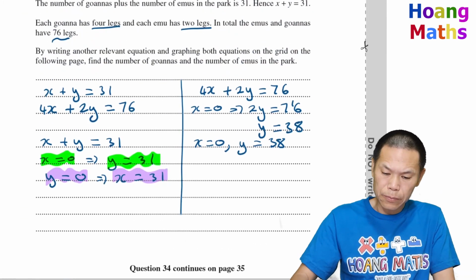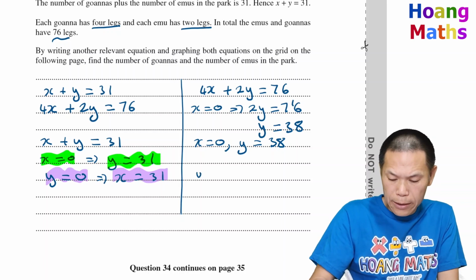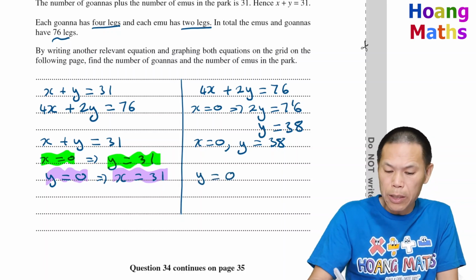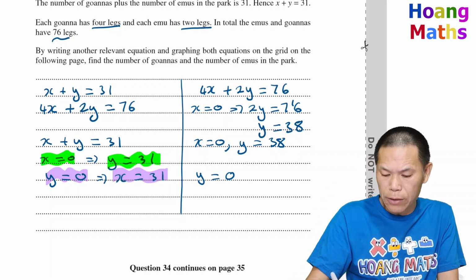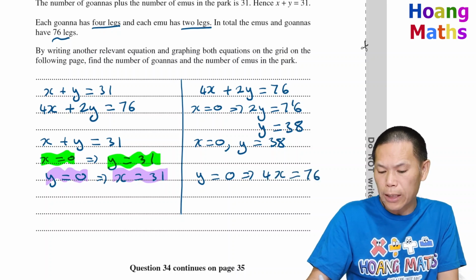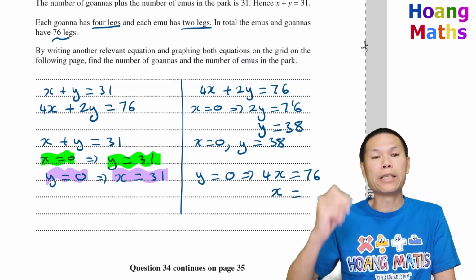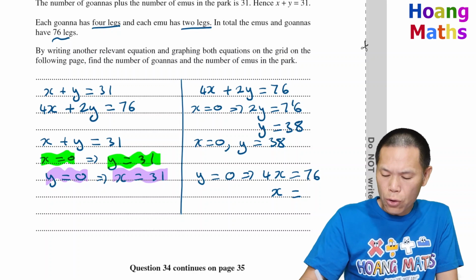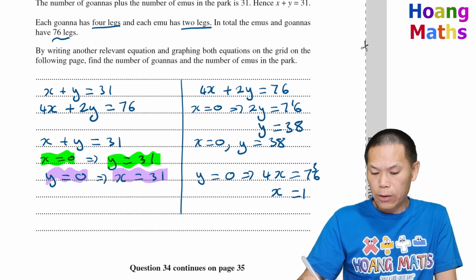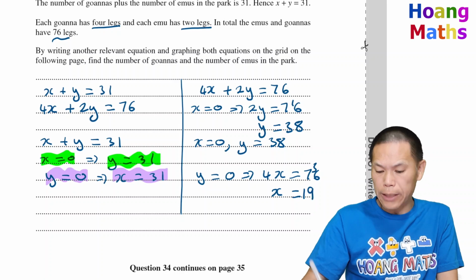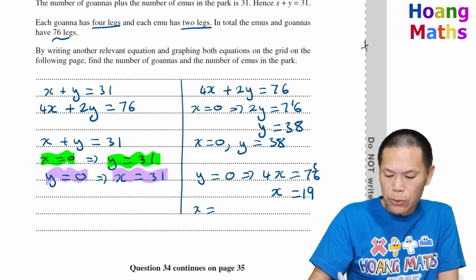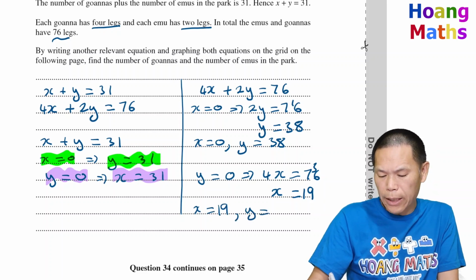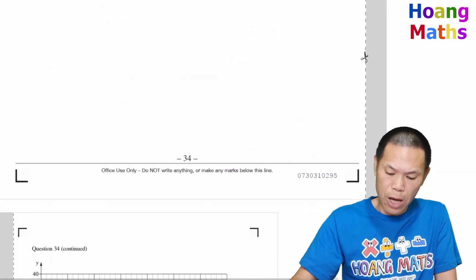And the next one is if y is equal to 0, so 4x plus 2y becomes 4x, which is equal to 76. So 4x equals 76. So x is equal to, I divide by 4 on both sides. 4 goes into 7 once, remainder 3. 4 goes into 36 nine times. Otherwise, you can just use a calculator, okay? So when x is equal to 19, y is 0. So 19, 0 if you like.